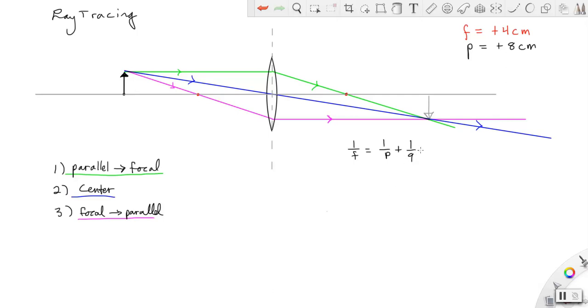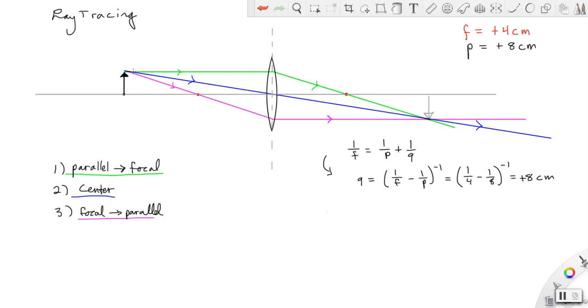We're solving for Q, and just like in the previous videos, that should give us 1 over F minus 1 over P, flipped, or 1 over 4 minus 1 over 8, flipped, which gives us, that's the same as 2 over 8 minus 1 over 8, so that should give us 1 over 8 flipped, or 8 centimeters. So our Q is a positive 8 centimeters.